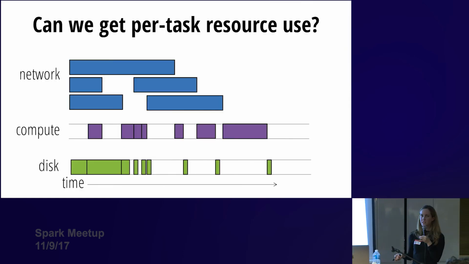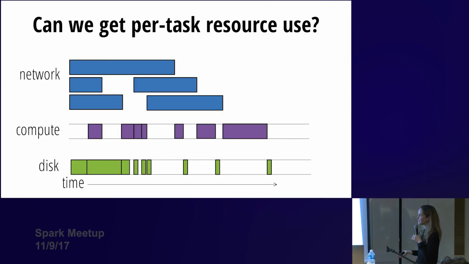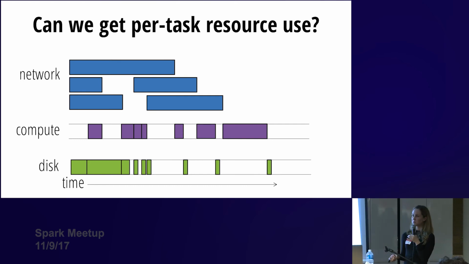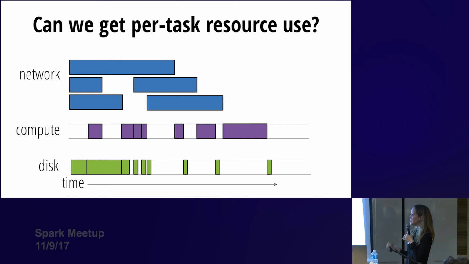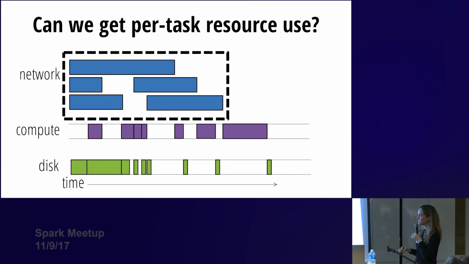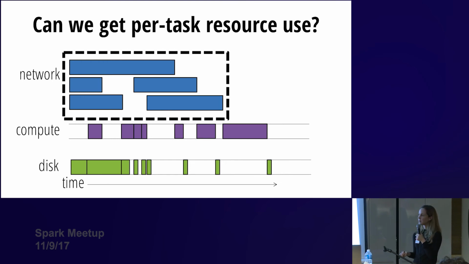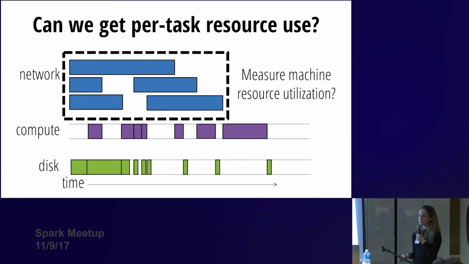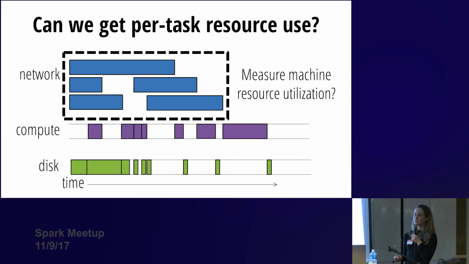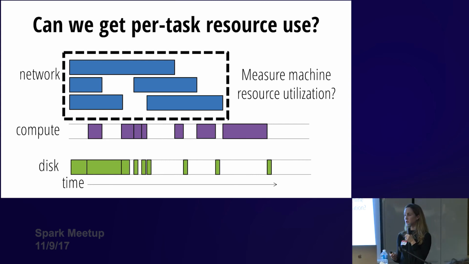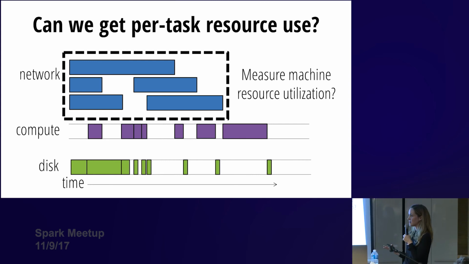And I think if you had asked me this question a few years ago, I would have told you that this definitely wasn't possible. Let me just walk through for a minute why. Intuitively, this seems difficult to do. If you ask for a particular task, how much time did it spend using the network? One tempting thing you might say is, can we just measure the resource utilization on the machine and see how much network was in use?